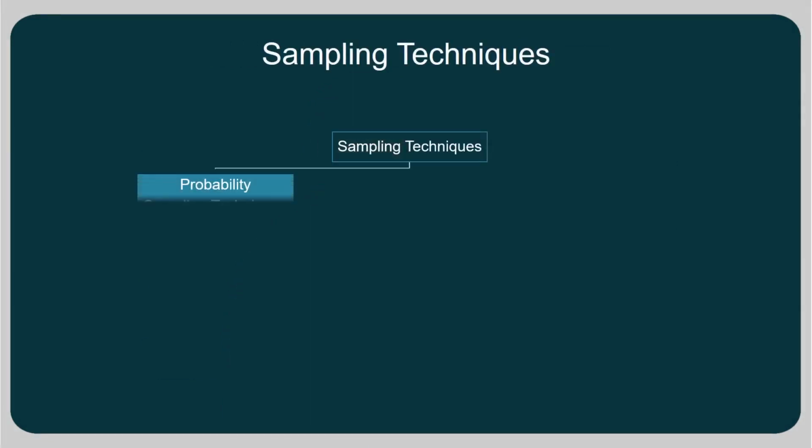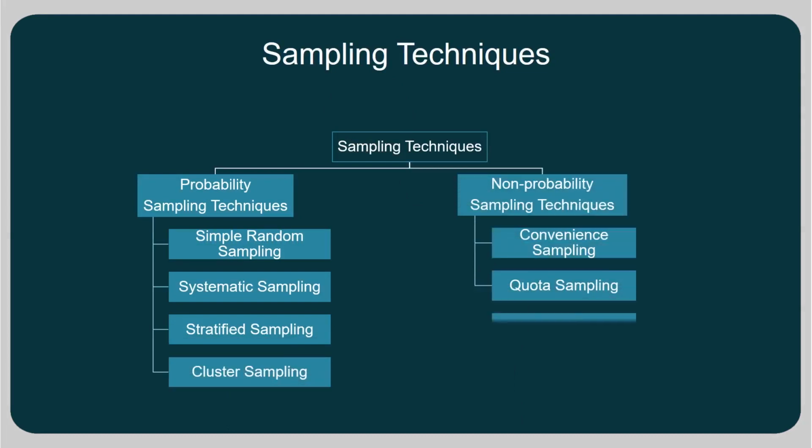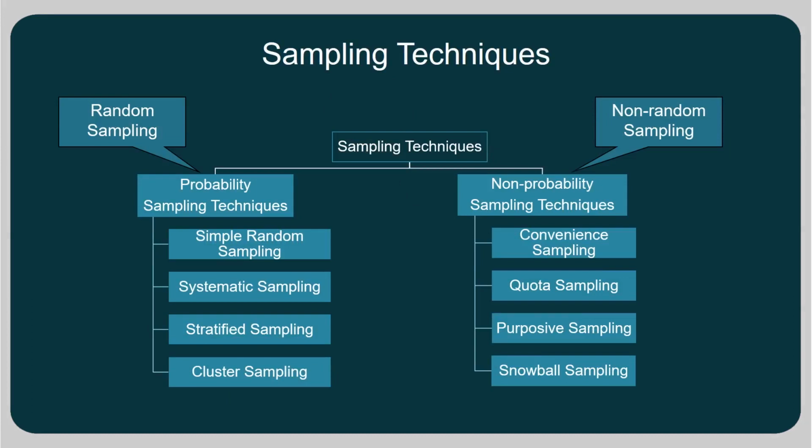Now, we come to step 3 in the process of sampling design, that is sampling techniques. If you look at this slide, we have the various types of sampling techniques listed here. You can see sampling techniques are categorized under two: probability sampling techniques and non-probability sampling techniques. The probability sampling techniques are also known as random sampling techniques. Non-probability sampling techniques are known as non-random sampling techniques. Further, probability sampling techniques are categorized under simple random sampling, systematic sampling, stratified sampling and cluster sampling. The non-probability sampling techniques are categorized as convenience sampling, quota sampling, purposive sampling and snowball sampling. Now, let us go into the details of sampling techniques.